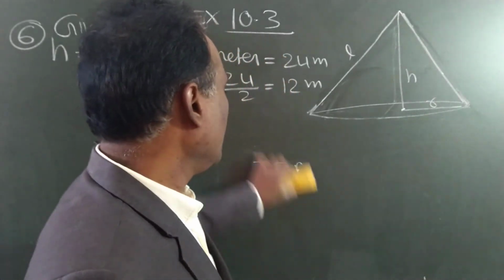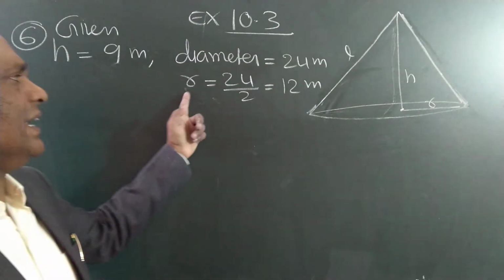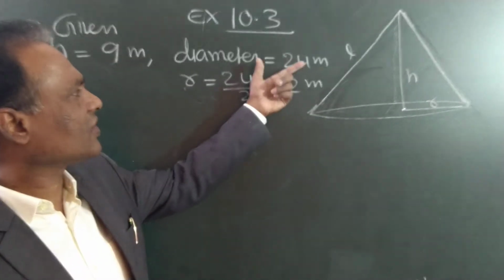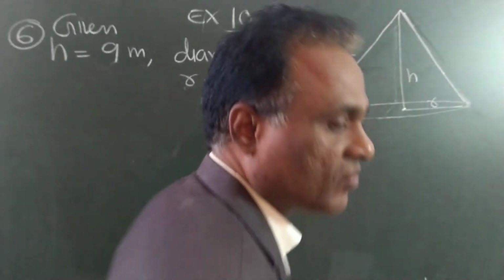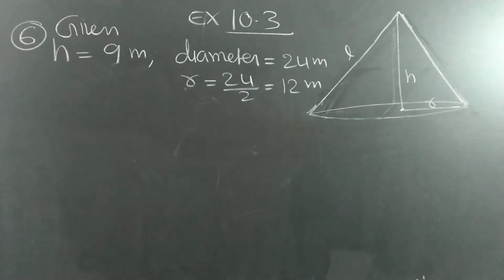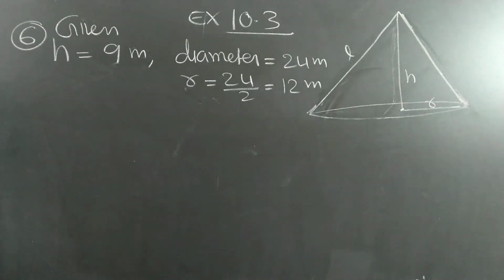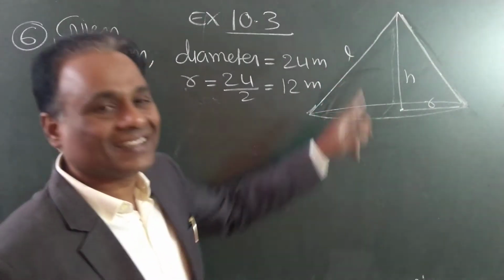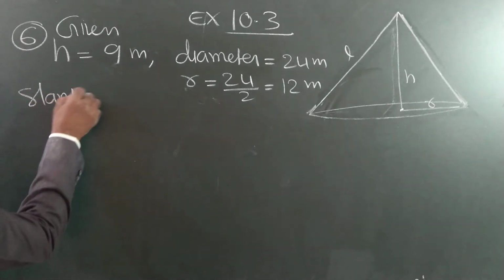Now, H is given, and indirectly R is given. Diameter is given, so by 2 the radius is given. So R and H are given. What is the question? What is the slant height? Students, slant height. L we have to find. We are asked to find the slant height.